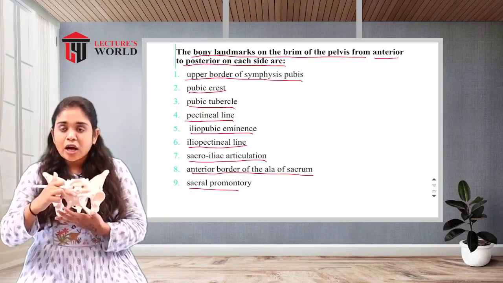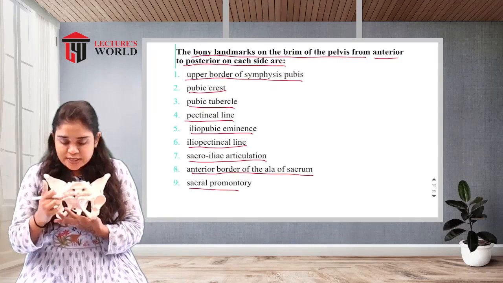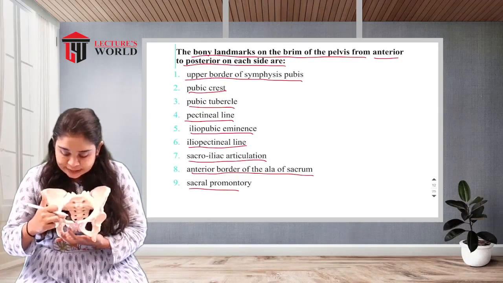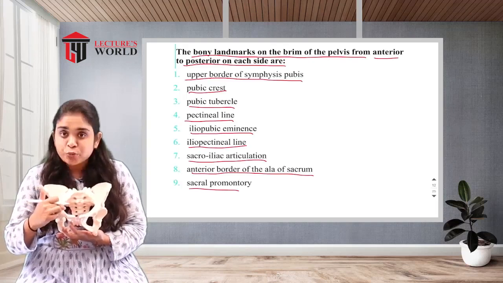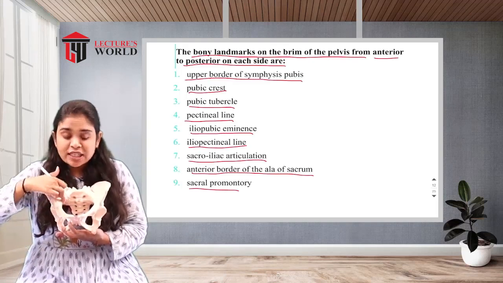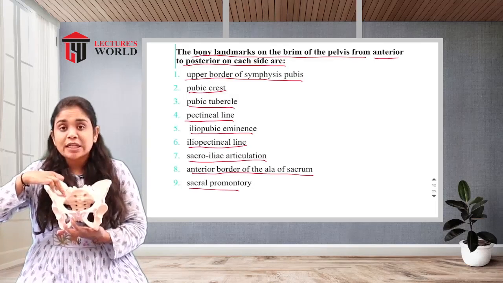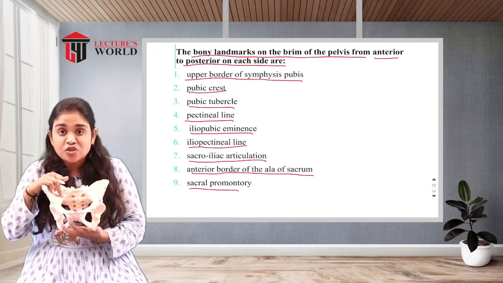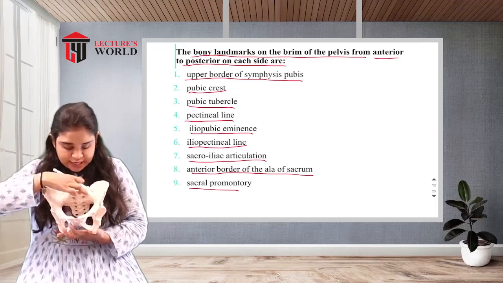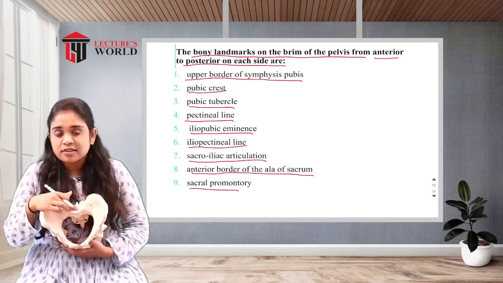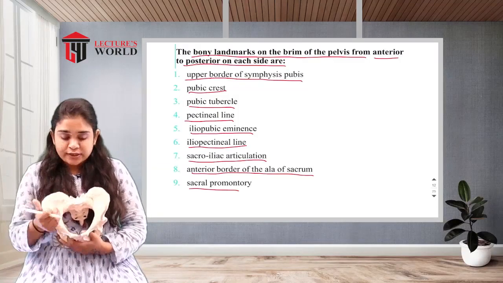Again, this is the upper border of symphysis pubis, the pubic crest, the pubic tubercle, the pectineal line. This is the iliopubic eminence. Then the iliopectineal line. Then the sacroiliac articulation, otherwise a joint. Then the anterior border of ala of sacrum. Then this is the sacral promontory.